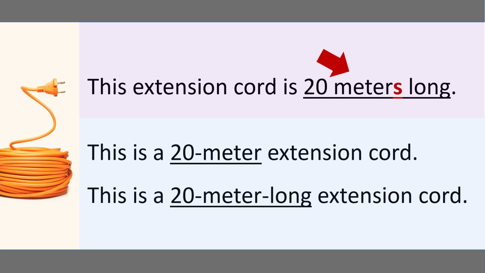If you take a look at the word meter here in this first sentence, this is a countable noun. 1 meter, 2 meters. However, in this section here, 20 meter, that's actually an adjective, and it's describing the word extension cord, and it needs to be hyphenated, right? So a 20 meter extension cord, a 20 meter long extension cord.